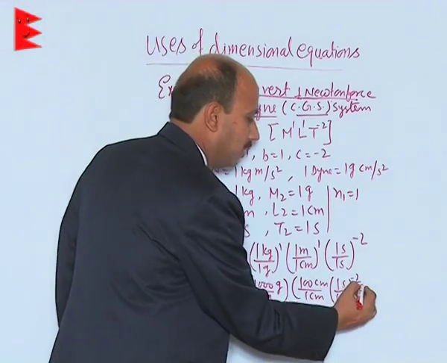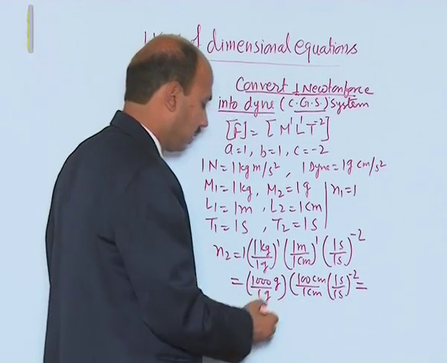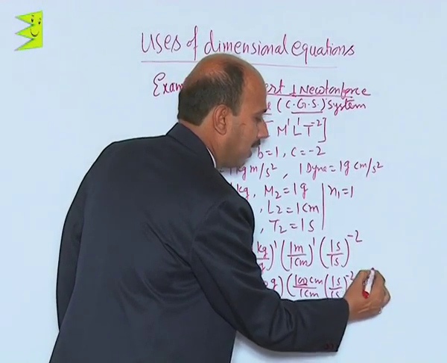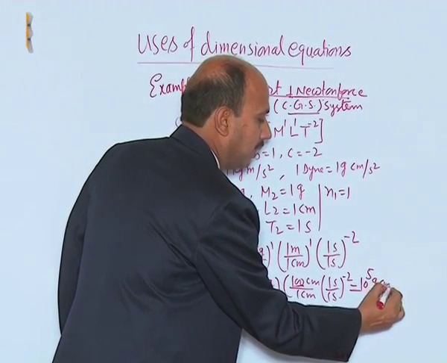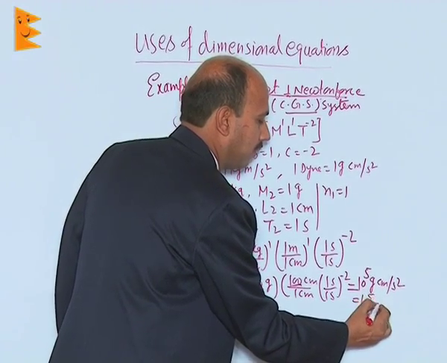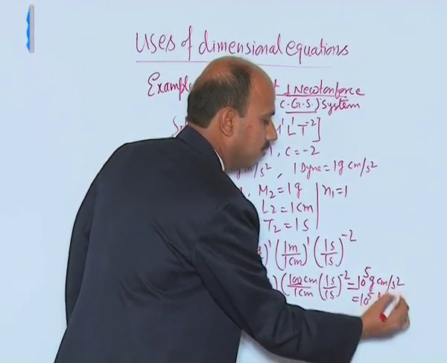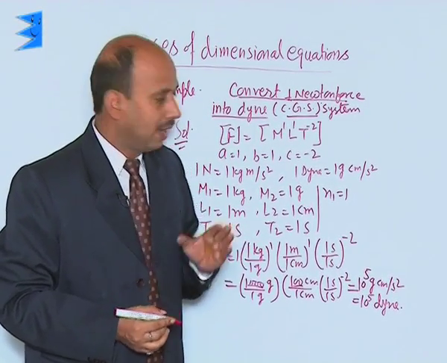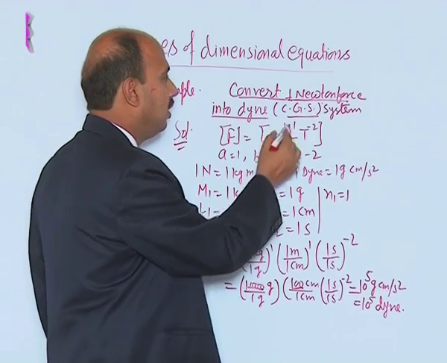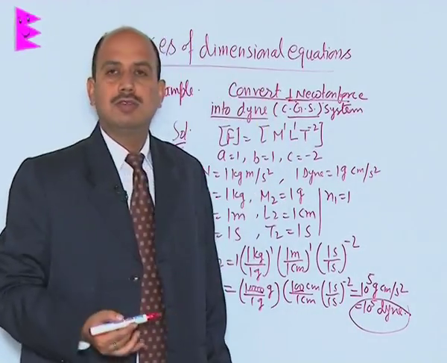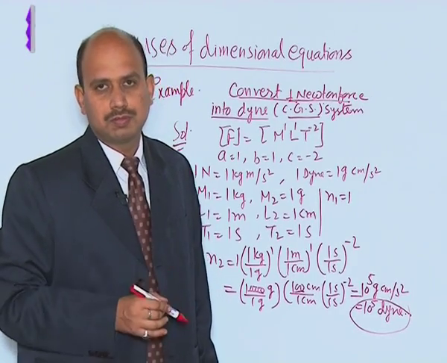When you solve it, you will get 1000 into 100, that is 10 raised to power 5 gram centimeter per second square, that is equal to 10 raised to power 5 dyne. So, you have converted one system of units into another. It means 1 Newton is equal to 10 raised to power 5 dyne, that is the CGS unit of force.